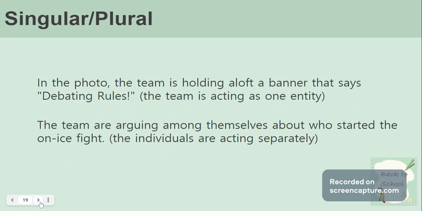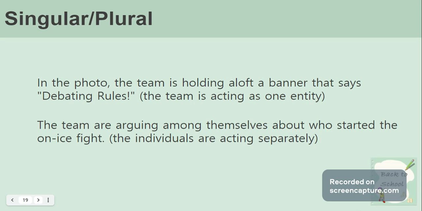In the photo, the team is holding a loft banner that says debating rules. The team is acting as one entity. Okay? The team are arguing among themselves. Your clue here is "arguing among themselves." So please look at the predicate also because somewhat the clue is there. You just need to see the predicate also. And they are arguing among themselves. That's why it's "are." Okay?